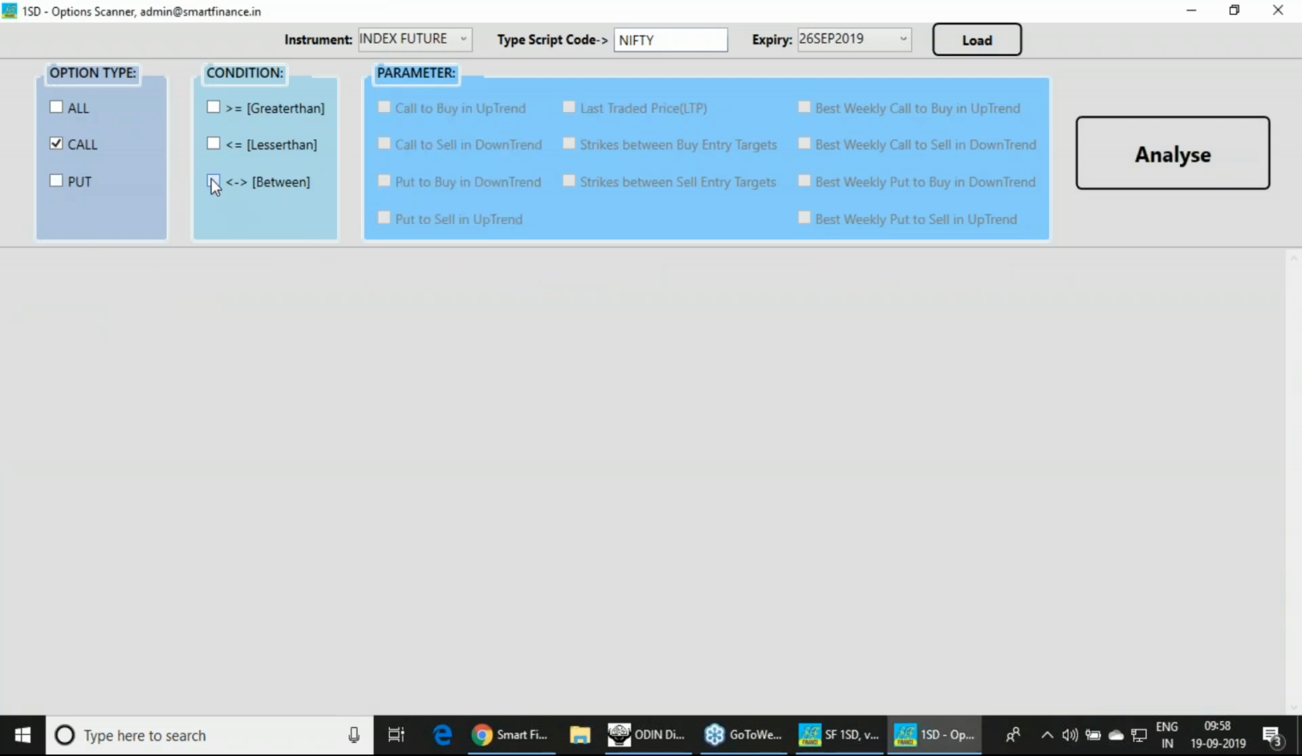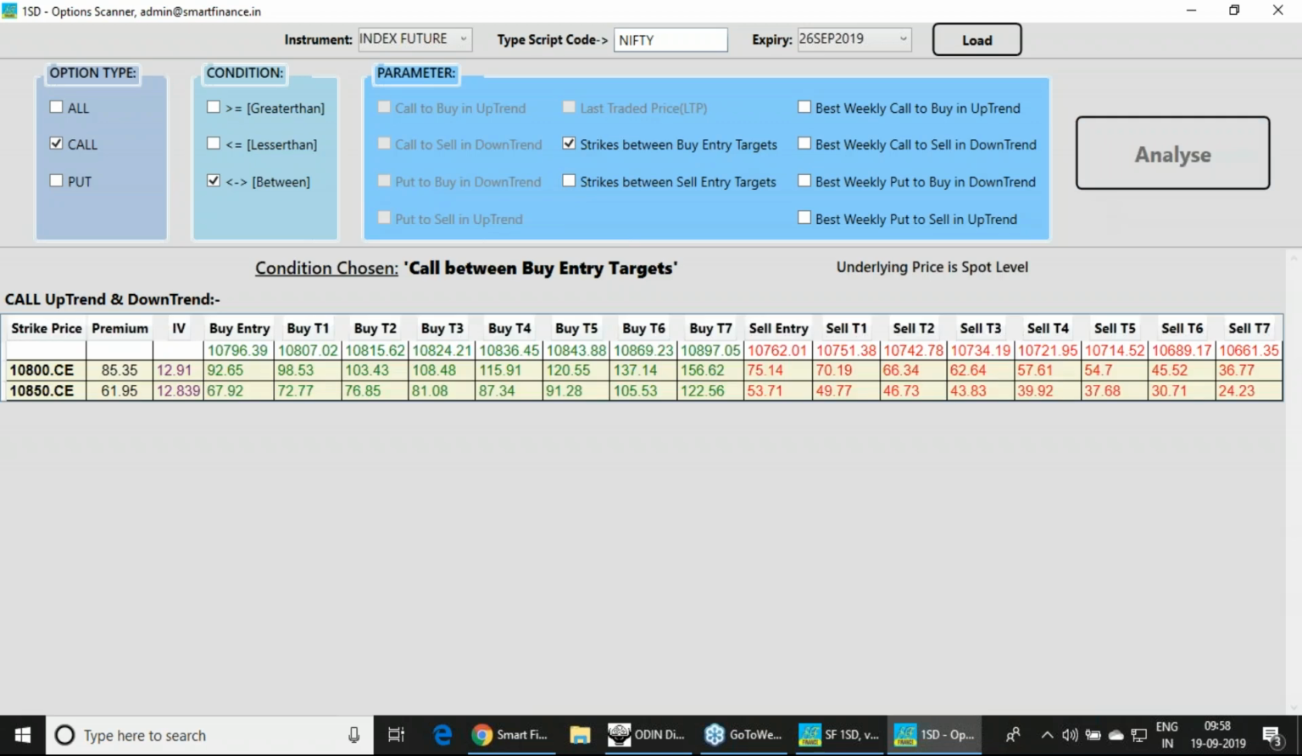Based on the current situation, we have given different other things here also. Strikes to buy between buy entry and targets: it suggests the option strike which is going to fall between today's buy entry and target. These two strikes only, for call options. So if you want to buy this call option, the spot must cross 10,796.